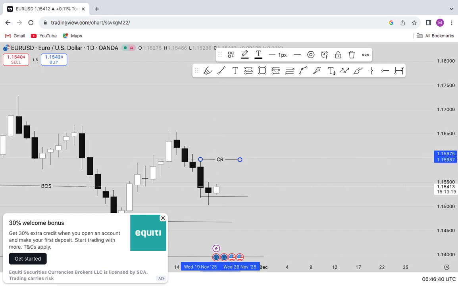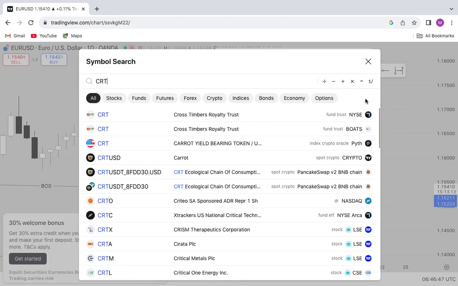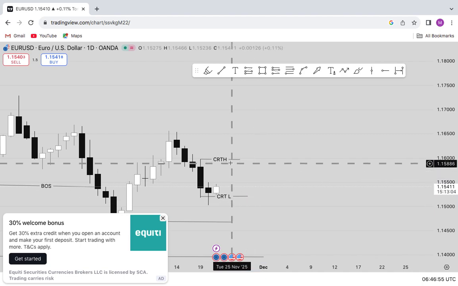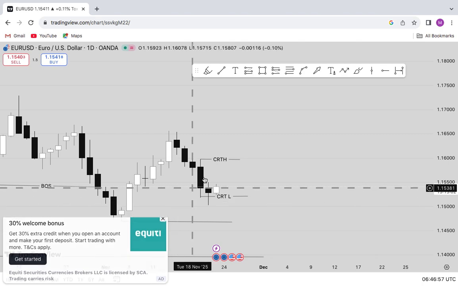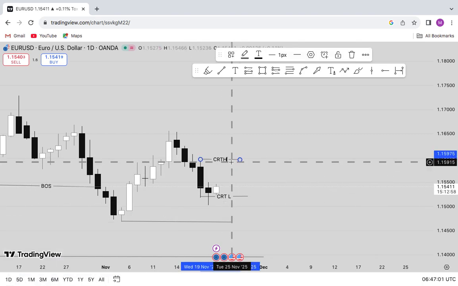Yeah, so that is the CRT high, and here will be our CRT low. Yeah, so this is the only candle I'll be looking at. This is the only candle I'll be focused on for my trades today.